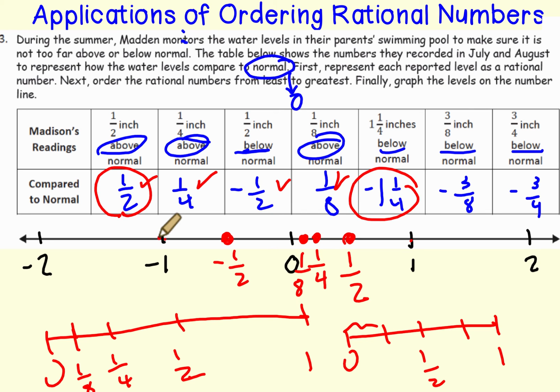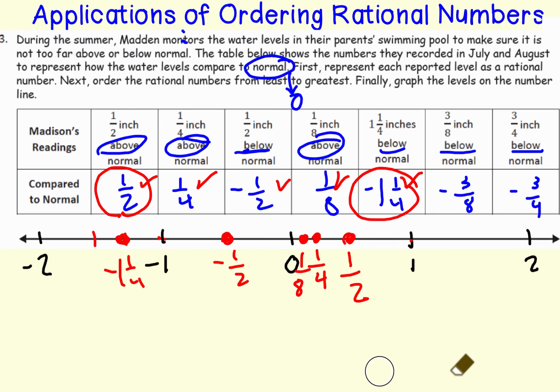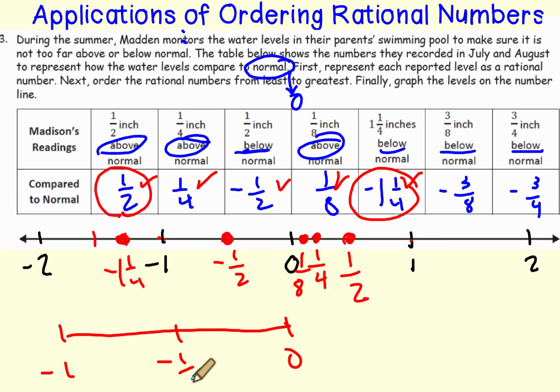Negative 1, and remember that's halfway, 1/4, so negative 1 and 1/4. Negative 3/8. So let's look at the specific segment that's between 0 and -1. So we know halfway is -1/2, and halfway between 0 and -1/2 would be -1/4.